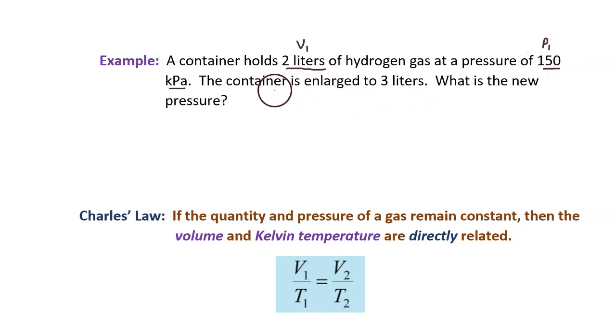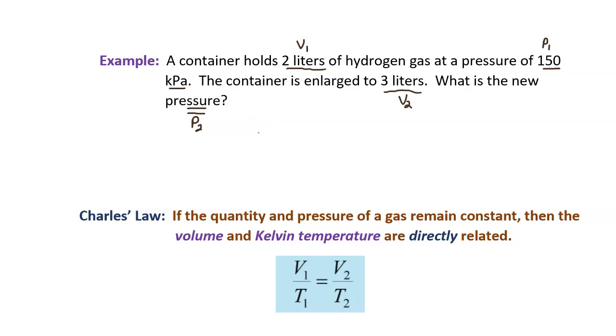Now let's read farther. The container is enlarged to 3 liters. I'm going to underline that and label that as volume number 2. That's the new volume of the container after a change was made. Then reading farther, what is the new pressure? The question is asking me to find a new pressure. We can label that P2.